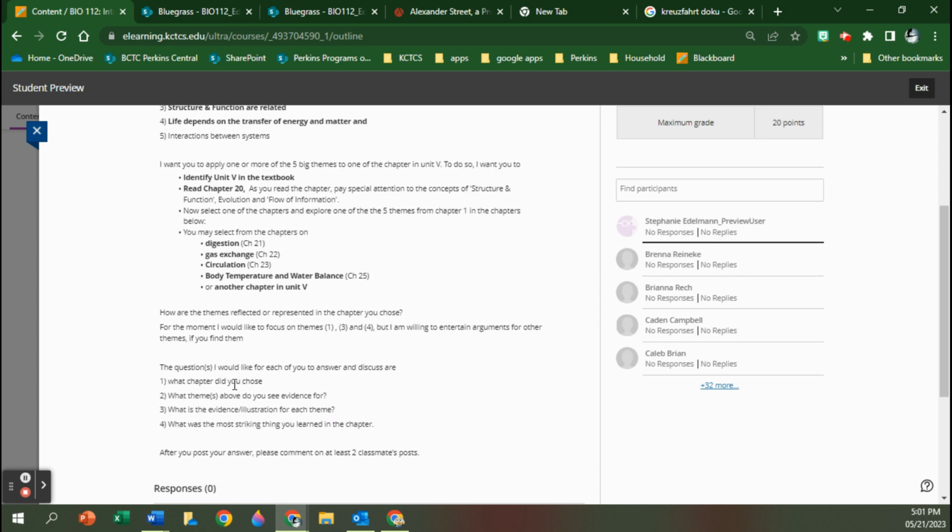I want you to tell me what chapter you chose. So these are the chapters you get to choose from. What themes do you see evidence for? How is this evidence for that theme? And what's the most striking things you learned in that chapter that you chose? What was the thing that was the most interesting that you learned?